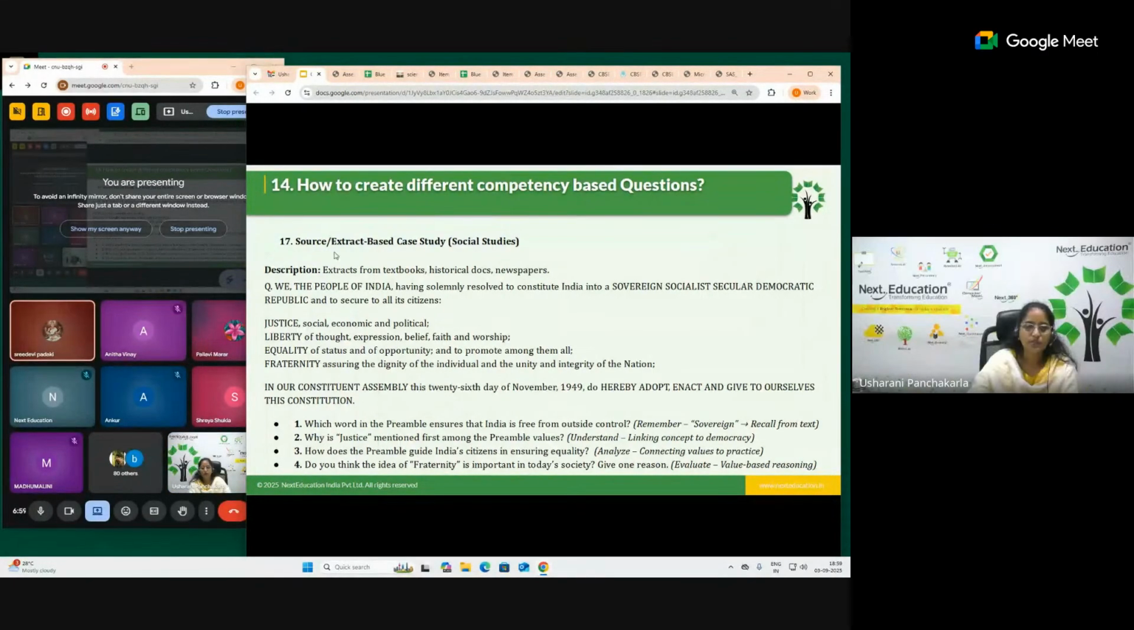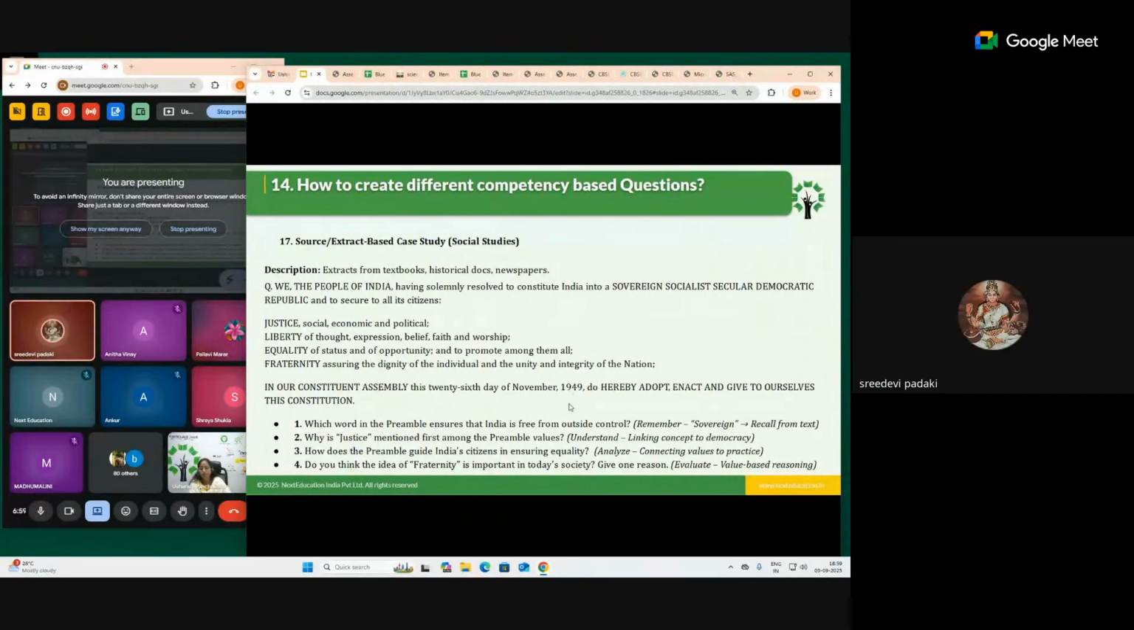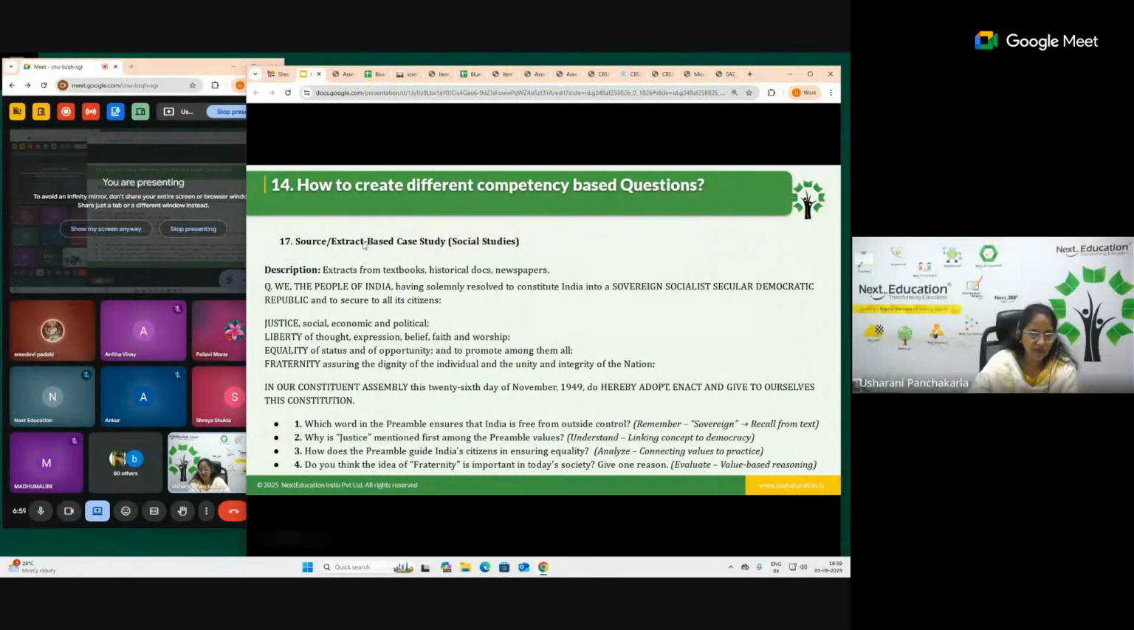Okay. It would be really helpful if you help us with how a teacher should create competency-based questions. I think we need to focus more on that as a practical person. So we need these to be taken up.